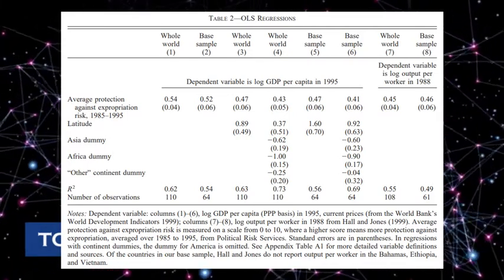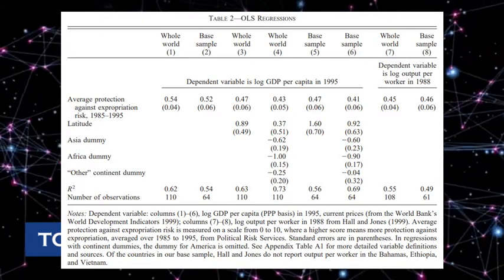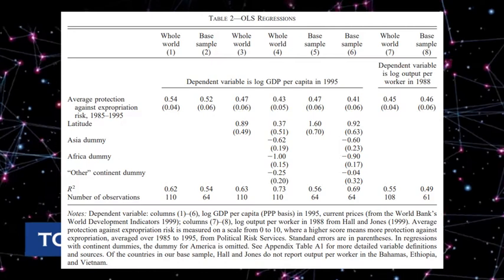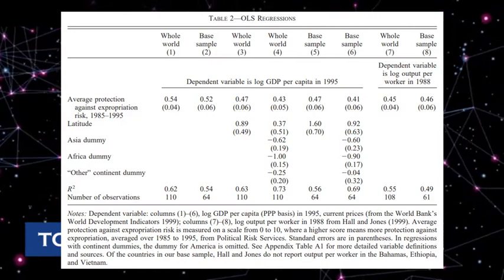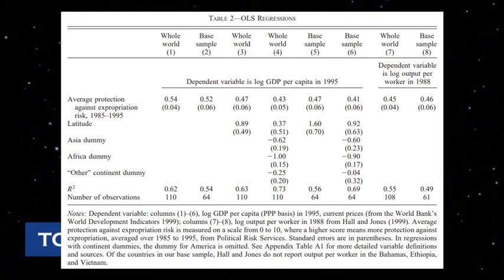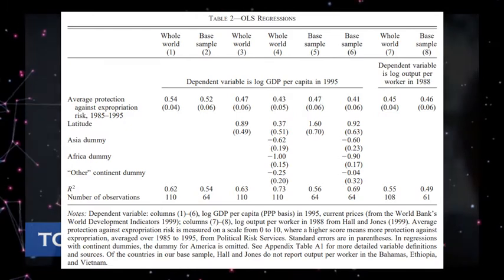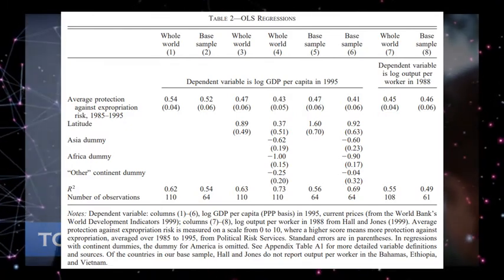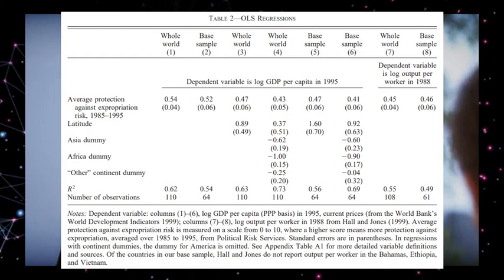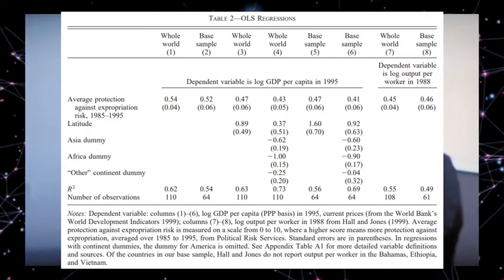In columns 4 and 6, we also add dummies for Africa, Asia, and other continents, with America as the omitted group. Although protection against expropriation risk remains significant, the continent dummies are also statistically and quantitatively significant. The Africa dummy in column 6 indicates that in our sample African countries are 90 log points, that is, approximately 145% poorer even after taking the effective institutions into account. Finally, in columns 7 and 8, we repeat our basic regressions using the log of output per worker from Hall and Jones, with very similar results.